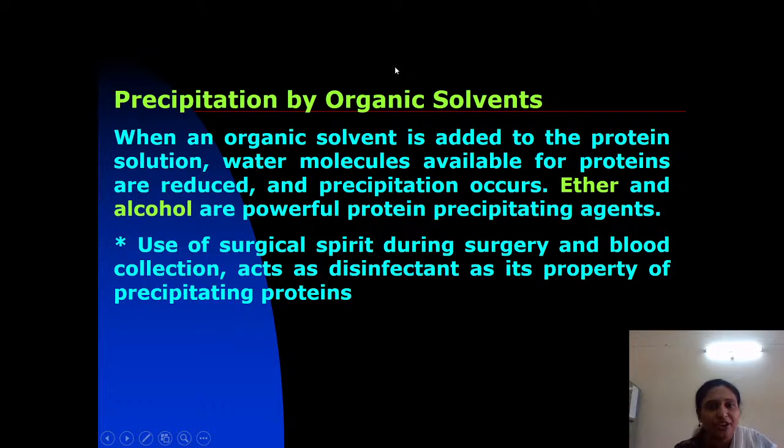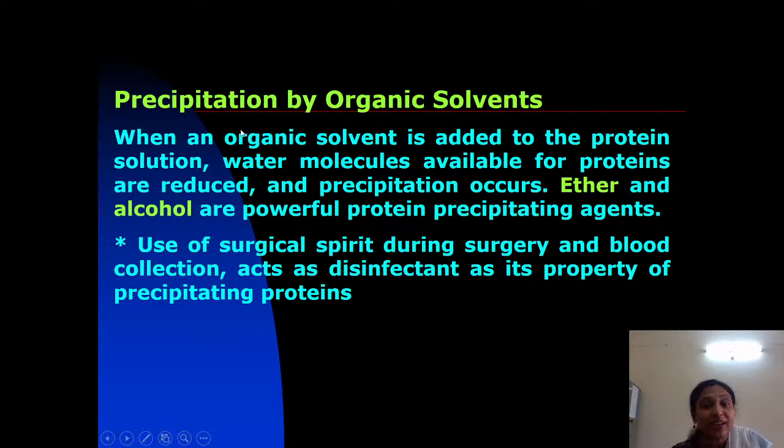So when the organic solvent is added to the protein solution, the water molecules available for the proteins are reduced, since organic solvents are dehydrating agents, and that causes precipitation. Examples are ether and alcohols; ethyl alcohol and methyl alcohol are powerful precipitating agents.